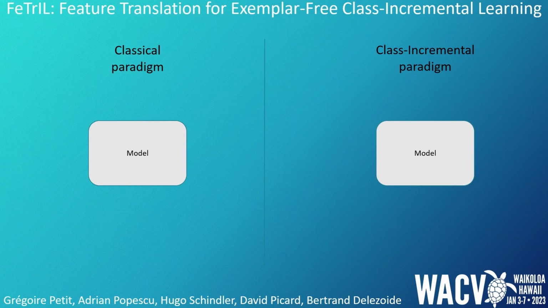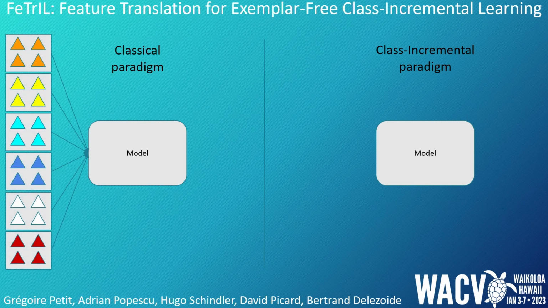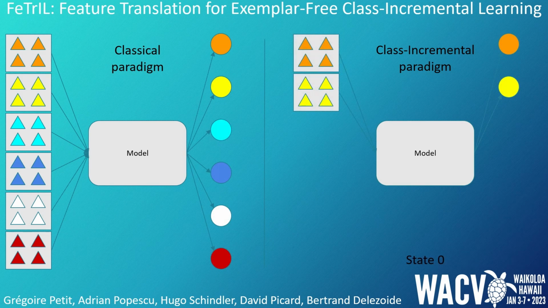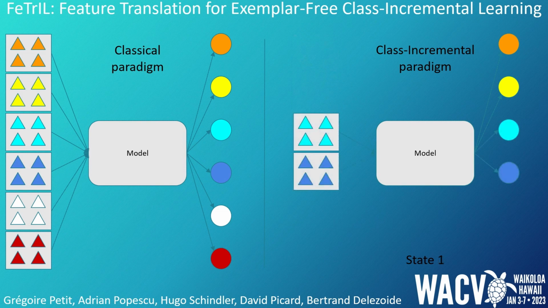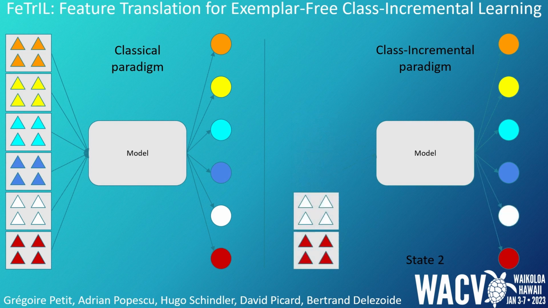I think it is good to define the class-incremental paradigm in contrast to the classical paradigm. In the classical paradigm, the model learns on the whole dataset, whose 6 classes are represented by the 6 different colors on the screen. Whereas in the class-incremental paradigm, the model learns as the states arrive. In this example, we have 3 states, each composed of 2 classes. At each state, we compute the accuracy on the classes already seen cumulatively. Generally, we take the average of these accuracies over all the states.